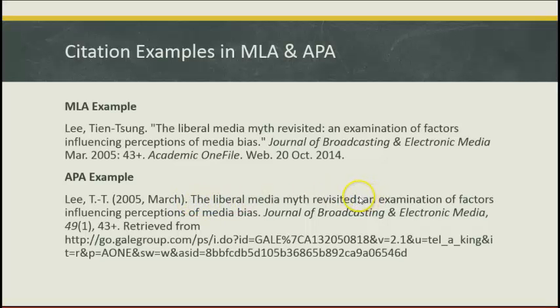I also see the journal where it was published. In both cases, the journal title is italicized. It was published in the Journal of Broadcasting and Electronic Media. And in order, I see the volume number and the issue number. So this was volume 49, issue 1. And again, that tells me that this journal has been published for 49 years, and I'm able to see that this was the first issue of the 49th year of that journal.